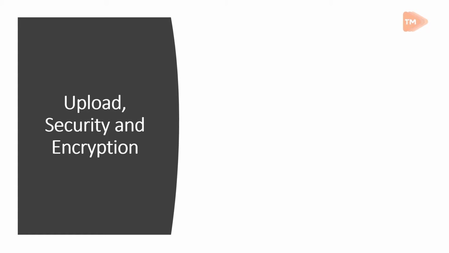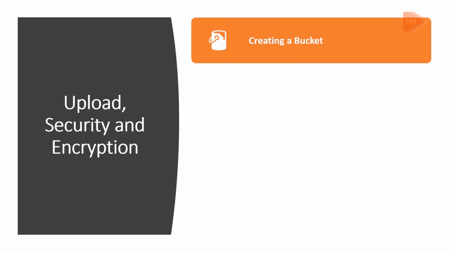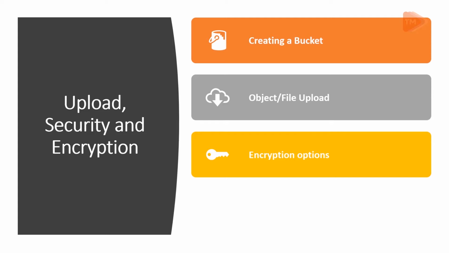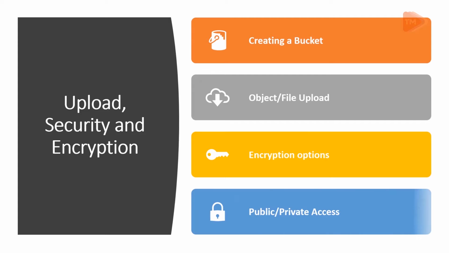So let's start with the first one. The first one is going to be a simple upload. Basically, we are going to create a bucket first. Then we're going to upload the file to that bucket. We're going to check the encryption options that we get, and we're going to see the public and private access on the files and the bucket. So let's get right into it.